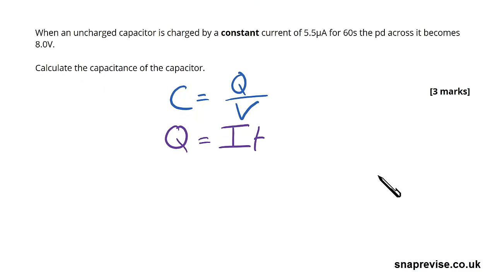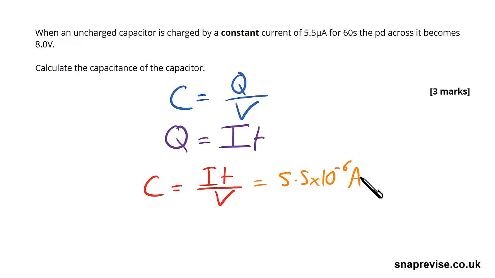So we need to just start by substituting these things in. So we can have that C is going to be I T divided by the potential difference. And now we can start putting some numbers in. So our capacitance is going to be the current, which is 5.5 microamps, that's times 10 to the minus 6 amps, times the time that we're running our circuit for, so 60 seconds, all divided by the potential difference across it, which was 8.0 volts. Now, units wise, we can cancel off the amp and second and volt to get our unit to be farads, which is what we'd like.